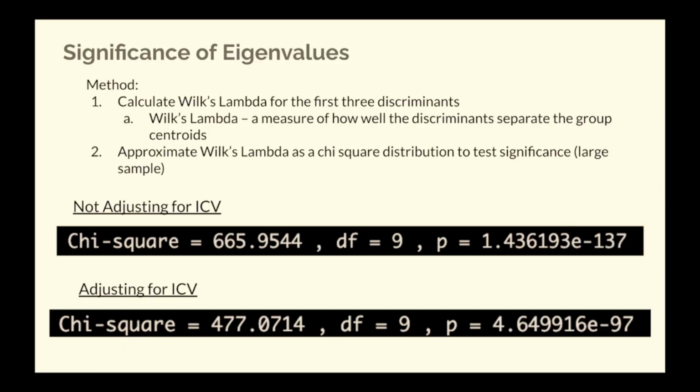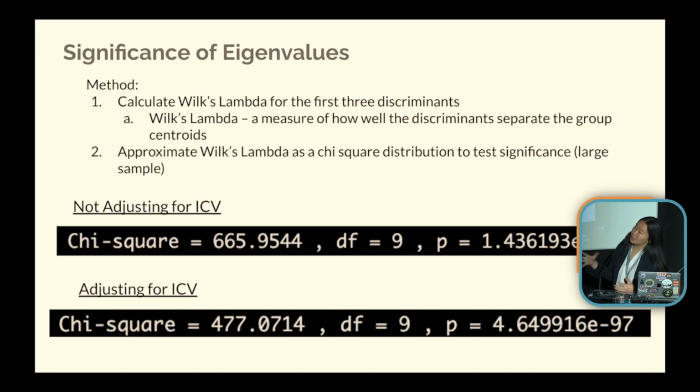And we can see the significance of these eigenvalues by calculating the Wilks lambda and then approximating it using the chi-square distribution to find the significance. And we can see that all three discriminants for each respective process were significant.